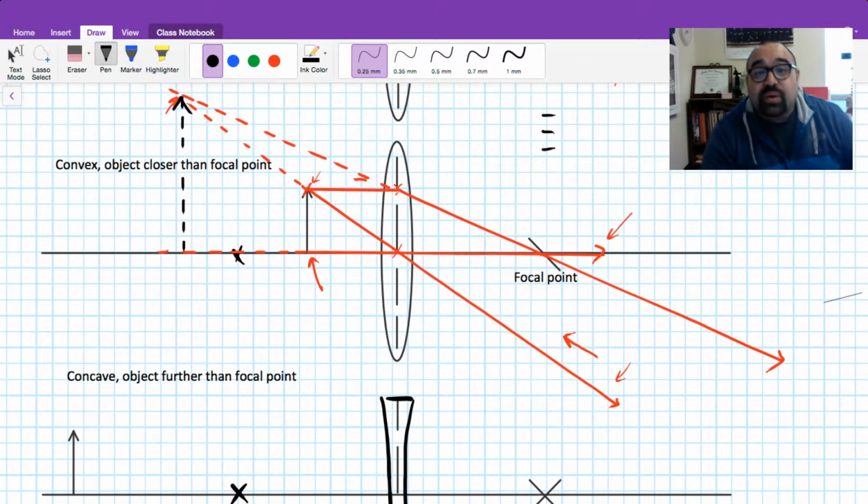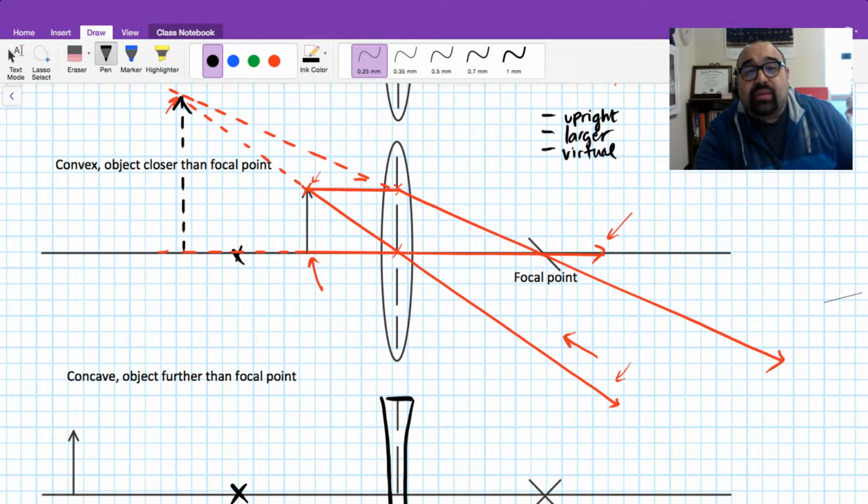We can choose 3 words to describe this, right? We know that based on the image, or based on the drawing, that the image is upright. So we'll write that. And this is in no particular order. Really, these are just the descriptors I want you to be familiar with. So we know that the image is upright. We know that the image is larger by a lot. And lastly, we know that the image is virtual.